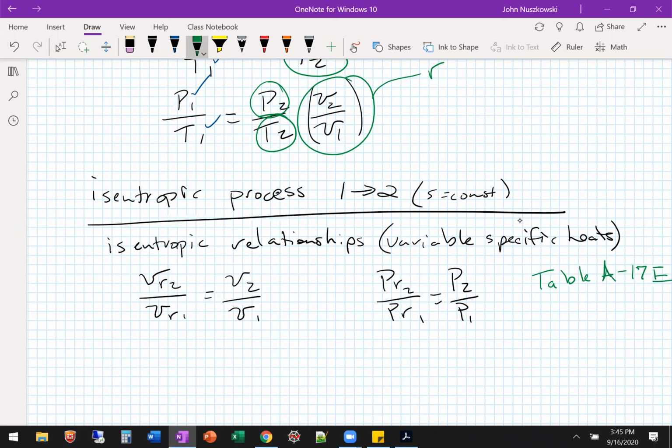Okay, for the values that we need for relative specific volume or relative pressure, they're in the air tables. Basically, it's the same isentropic equation that has constant specific heats, but it didn't make that assumption of constant specific heats. It stopped and rearranged it to a form that looks like this.